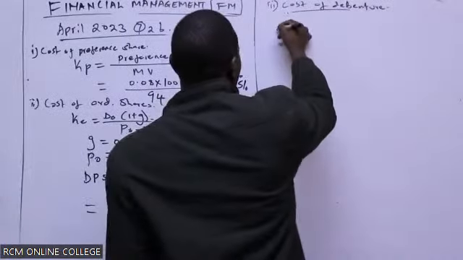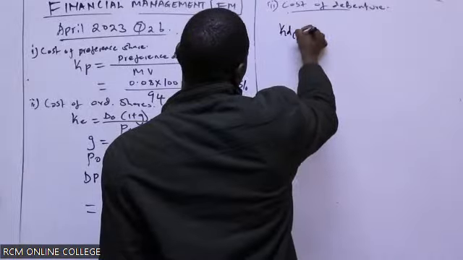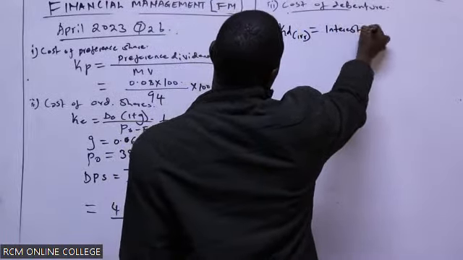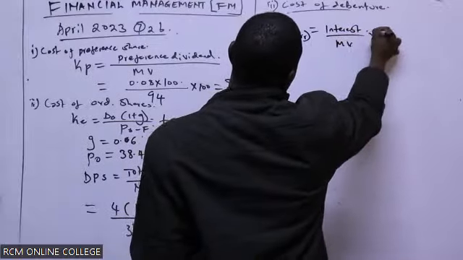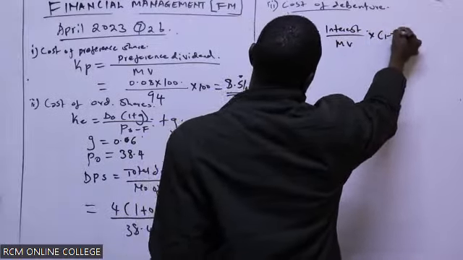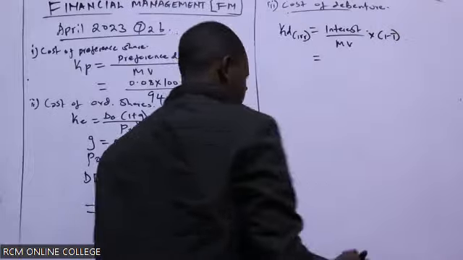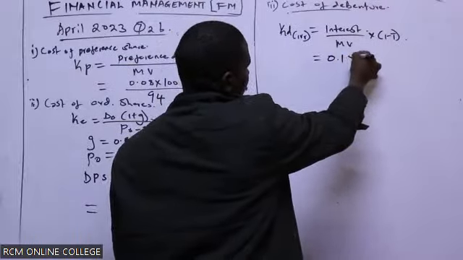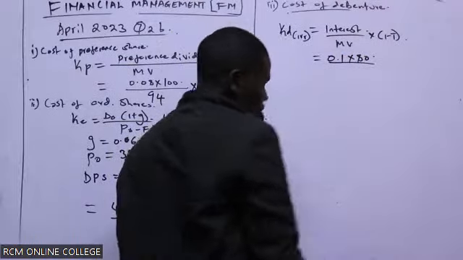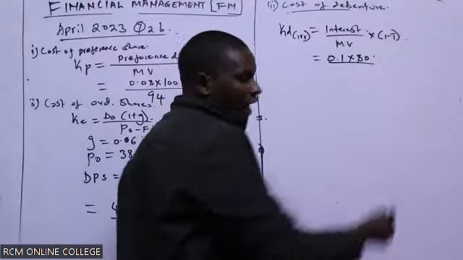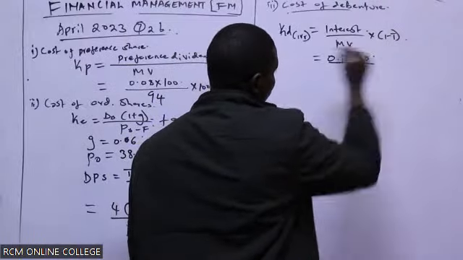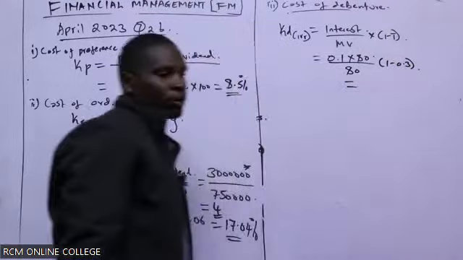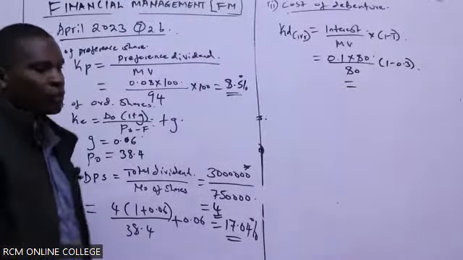So for the irredeemable debenture, KD irredeemable will be given by interest over market value times what? 1 minus T. Interest we are already told is 10%. So it's 0.1 times 80. That is the market price. And we were told whether this market price changes or not? It does not change. Whatever our market value, it will not change, 1 minus 0.3.